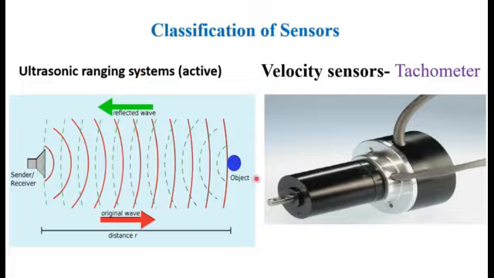Then there are velocity sensors. A velocity sensor responds to velocity rather than absolute position, as we saw in the previous examples. Examples of velocity sensors are dynamic microphones and tachometers. A tachometer detects the velocity or speed of a rotating object and converts it into an output signal, so the velocity of the component is detected.